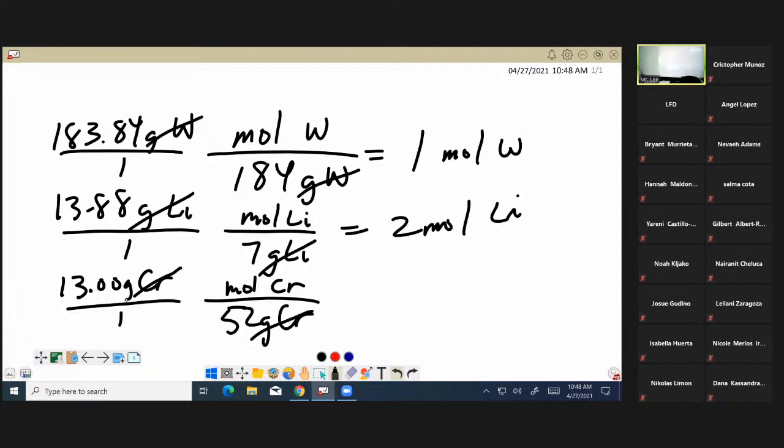So 13 will actually go into 52 4 times, because 4 times 13 is 52. So I can cross this out and make this a 4. Now, what is the decimal point for 1 over 4? It's 0.25. So therefore, this is 0.25 moles of chromium. So there you go. 1, 2, and 0.25 is the answer for the first 3.